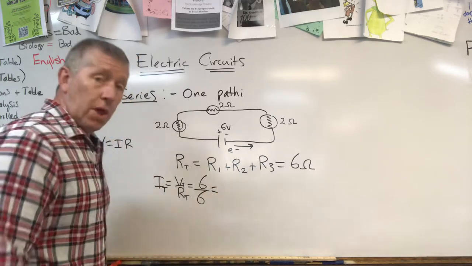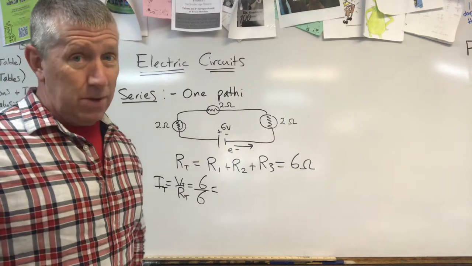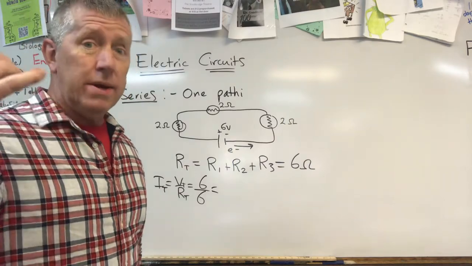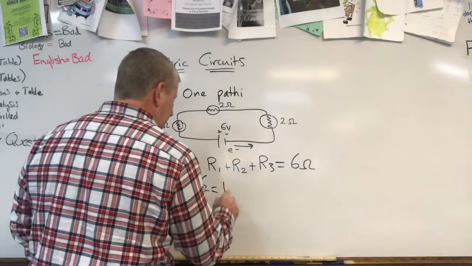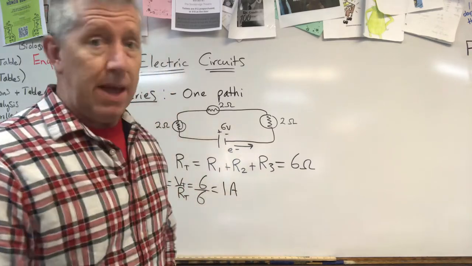So the amount of flowage here would be, anybody calculate it too? This is difficult math, people. All right, this is hard. One. 1 amp. Remember, our current is measured in amperes.